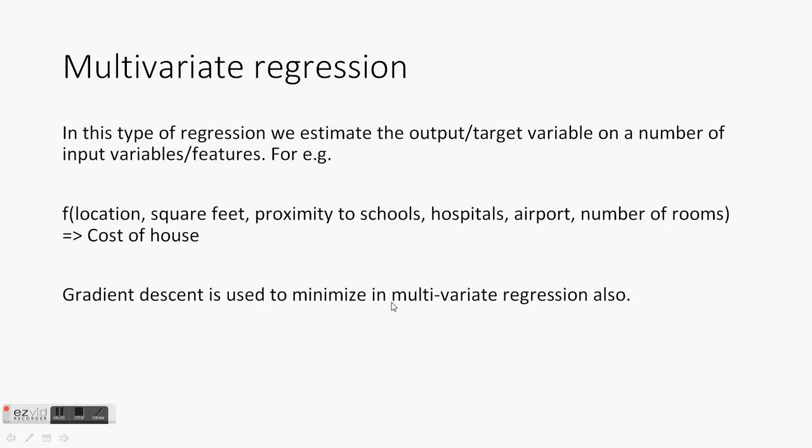So the same technique of gradient descent is used when we try to estimate a response variable with respect to several input or feature variables. Then this is known as multivariate regression.